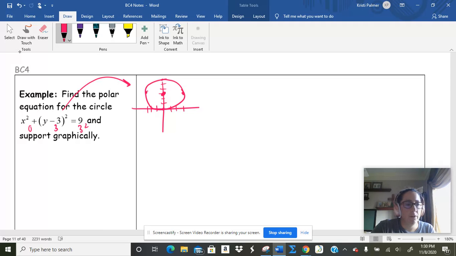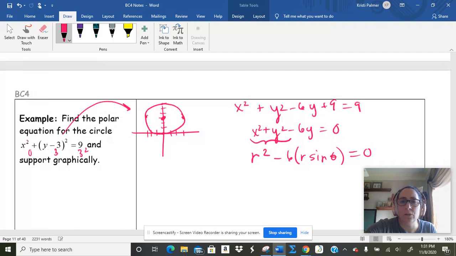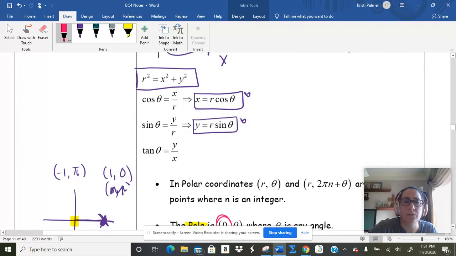Okay, so let's put this now into polar form. So I'm going to FOIL out that perfect square. Then I have x squared plus y squared minus 6y. The 9's cancel. So x squared plus y squared we already know was r squared, and y we know is r sine theta. And just a review, that's from this right here.